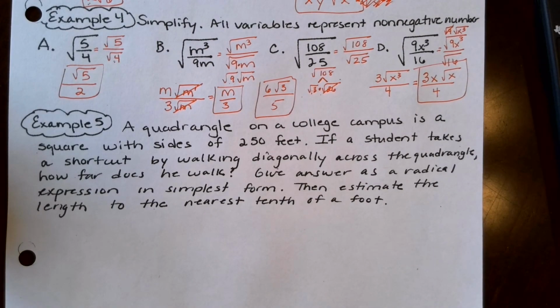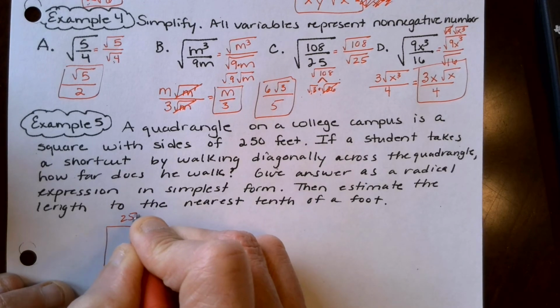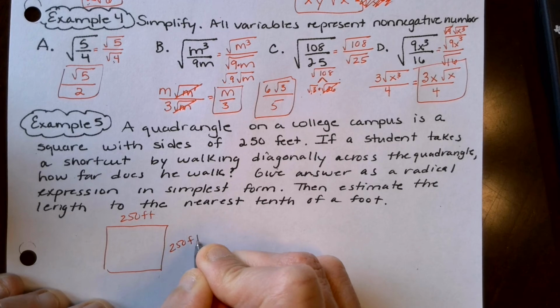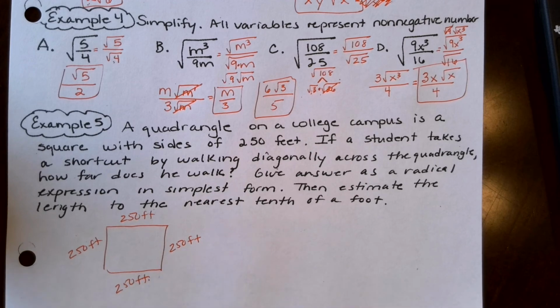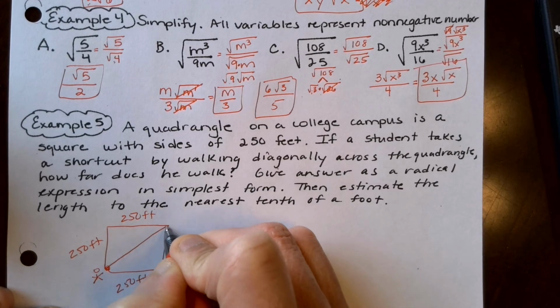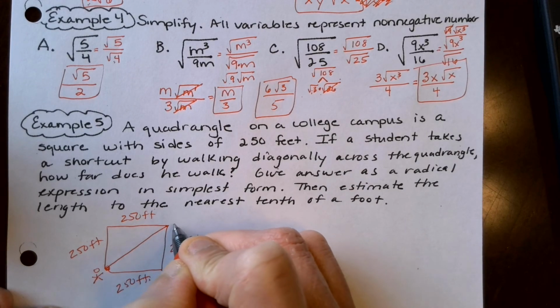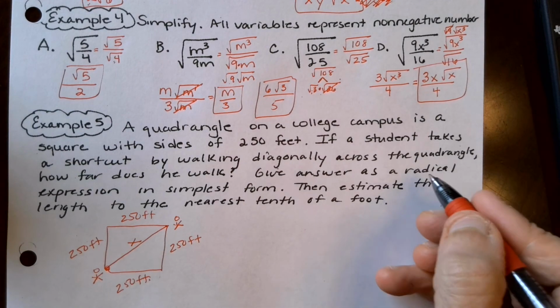All right, so our last one is our wonderful word problems. A quadrangle. You don't hear that too often, do you? On a college campus is a square with sides of 250 feet. So, as usual, we draw pictures when we need to. So I'm going to draw my square. If a student takes a shortcut by walking, there they are, diagonally across the quadrangle, and now they end up over here. How far do they walk? So we're looking for that distance. Give the answer as a radical expression.